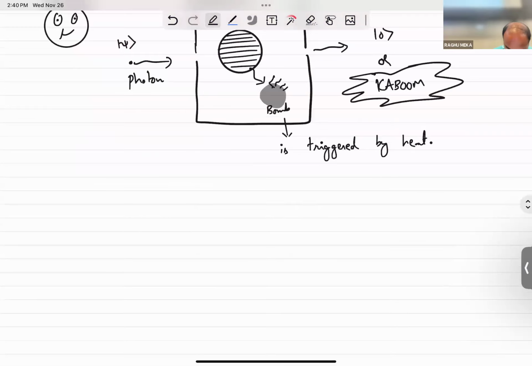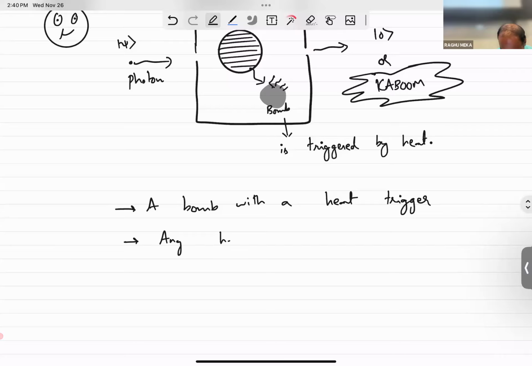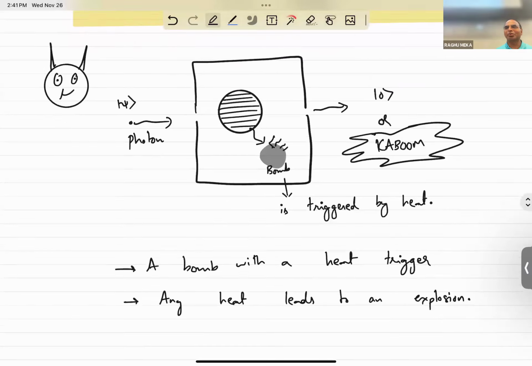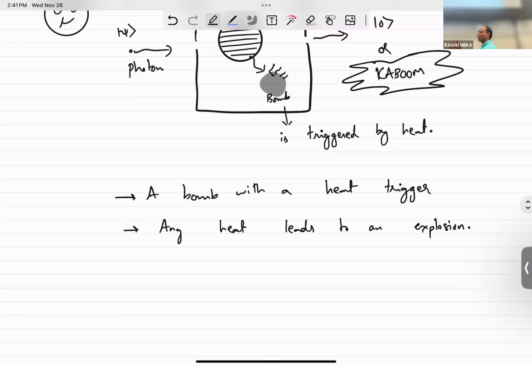Okay? So we have a bomb with a heat trigger. Any heat leads to an explosion. Right? And now the challenge for us, the toy problem or the experimental problem, is that you actually see this box. Sorry, not a bomb. You see the box. Okay? It's a dark box. And inside, either there is a bomb or there is no bomb. And you have to tell which is which, ideally without exploding yourself.